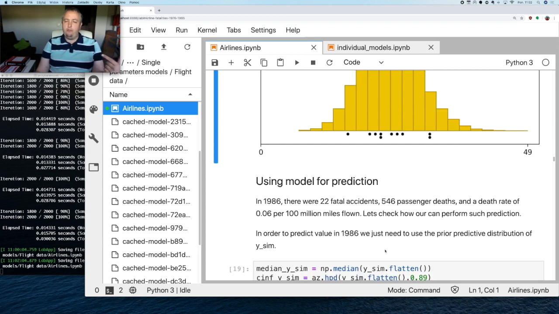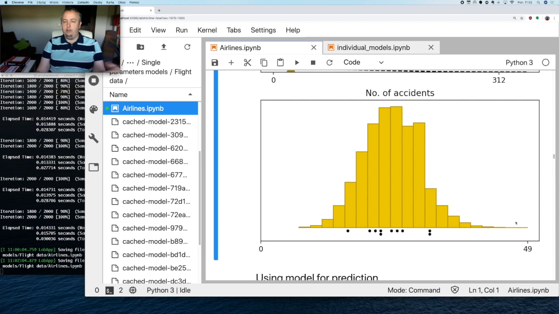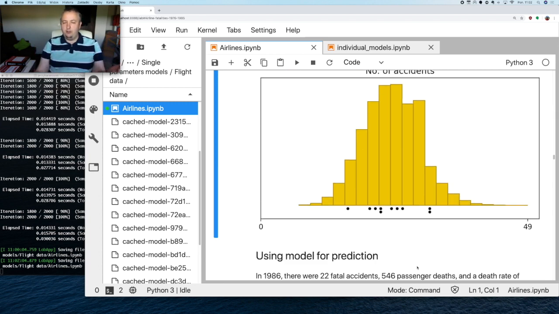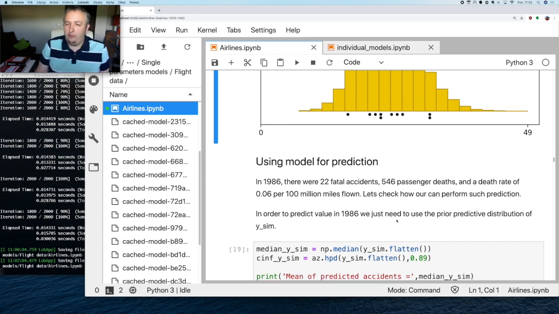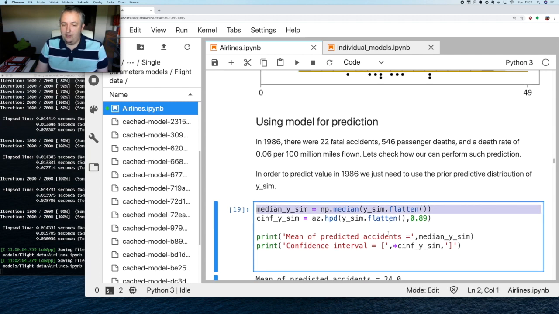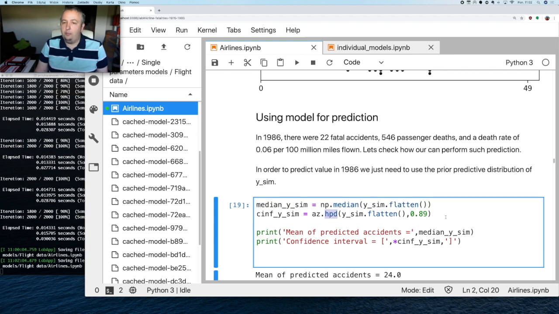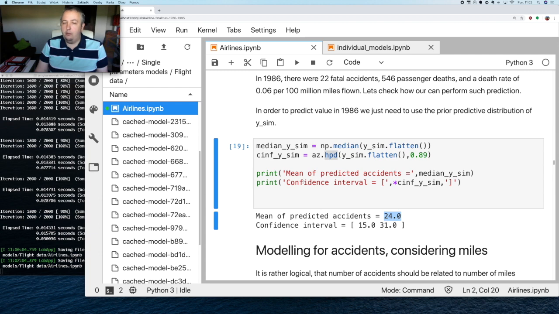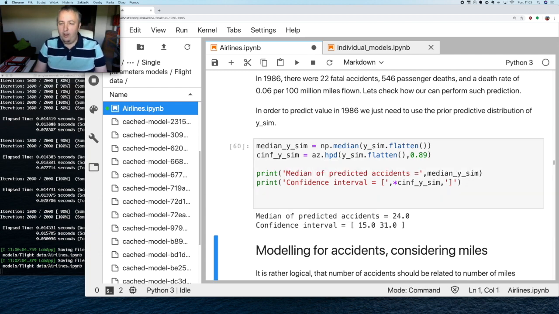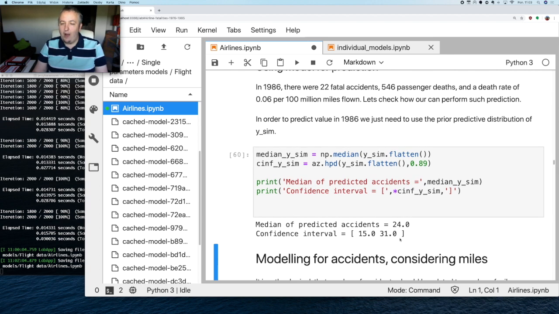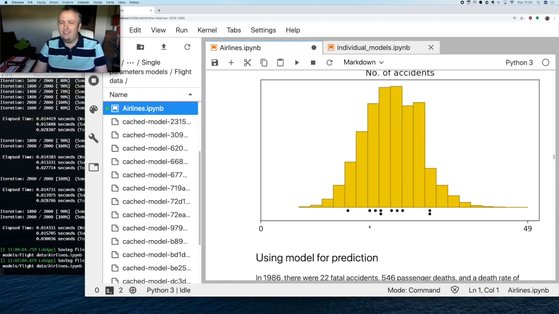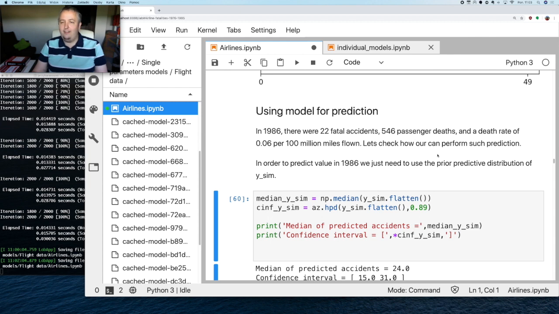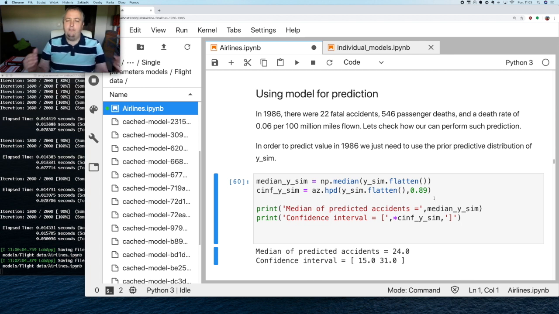So using this model for prediction, we have sampled many samples of the posterior predicted distribution. We have these predicted values of y, so we just need to compute the appropriate values, by computing a median of it and again the highest posterior density interval. As you can see here, the median of predicted accidents is 24, and our confidence interval is wide. While the median is relatively okay, because in our data there were 22 fatal accidents in 86, we have large uncertainty about that.